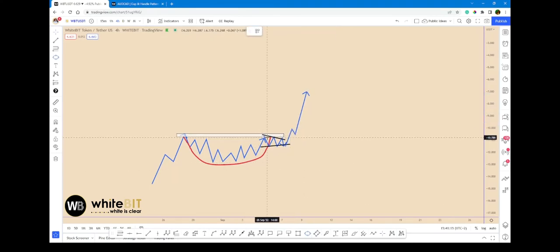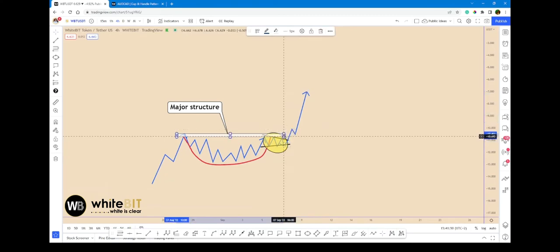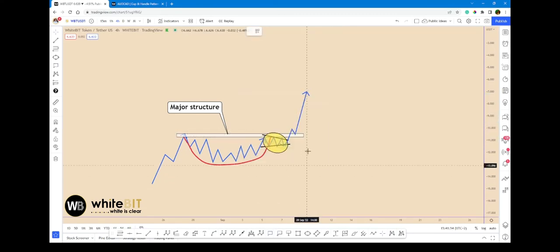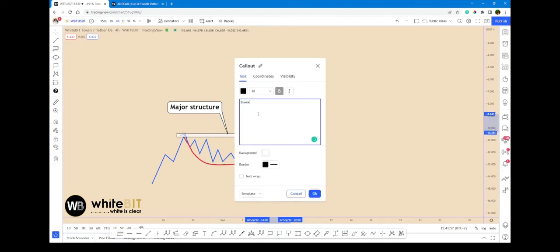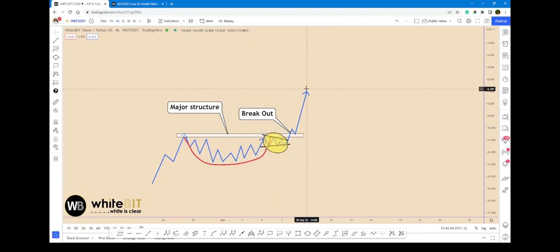The reason is that the handle of the pattern is a continuation pattern where the price will begin the next movement. And the last one is that the price breakout from the previous top or bottom of the structure will indicate the continuation of the major trend. So this is the major structure as we are looking at. And once the price breaks out above the structure, this is the breakout phase. Breakout of the structure is the confirmation that the price should continue to move higher.